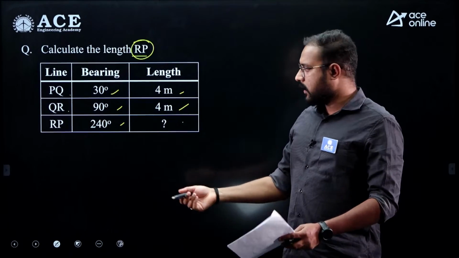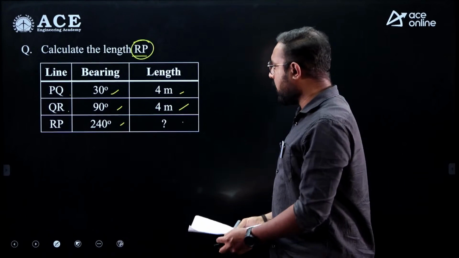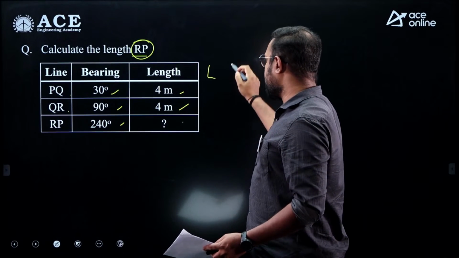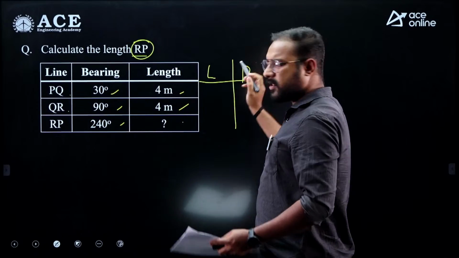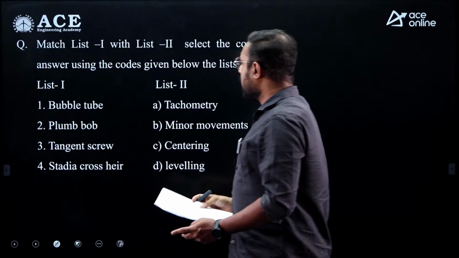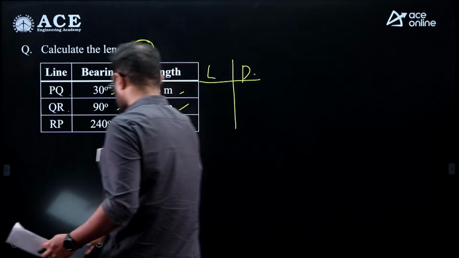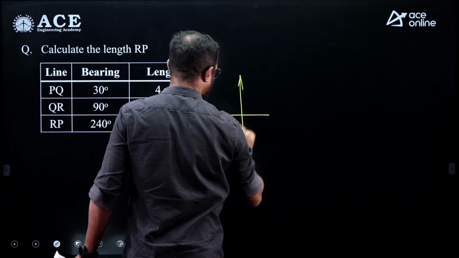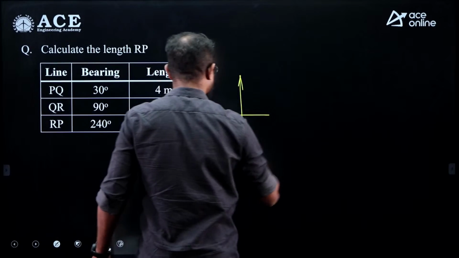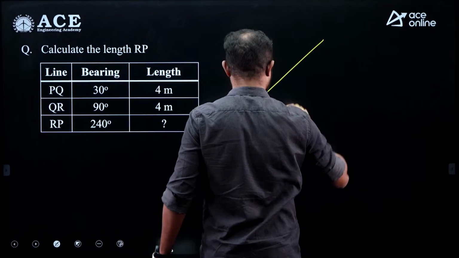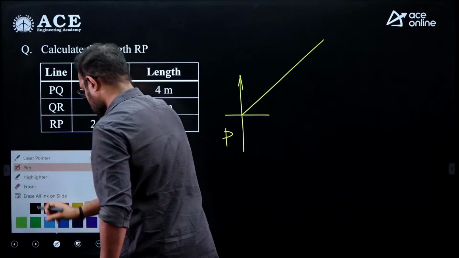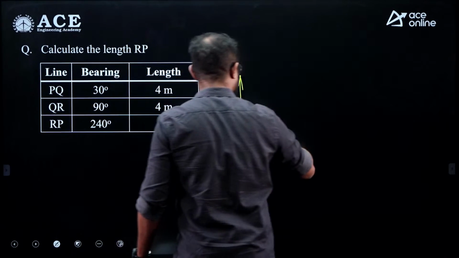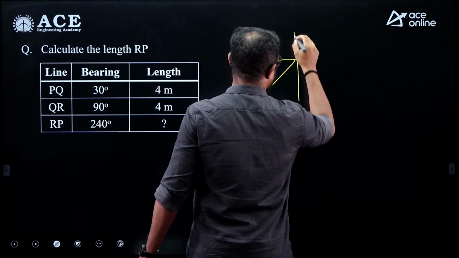So as we have discussed, whenever we get a question from omitted measurement, slightly drawing figures will be better rather than calculating the latitude and the departures directly. Let us draw some figures. So the first point is P. What is the bearing of the line PQ? Bearing of the line PQ is 30 degree. So this is my first line PQ with a bearing of 30 degree.